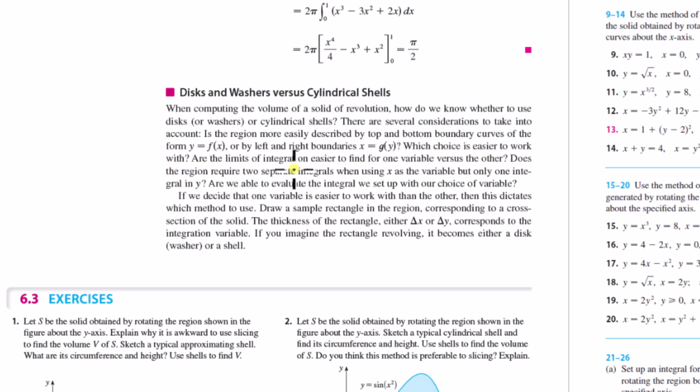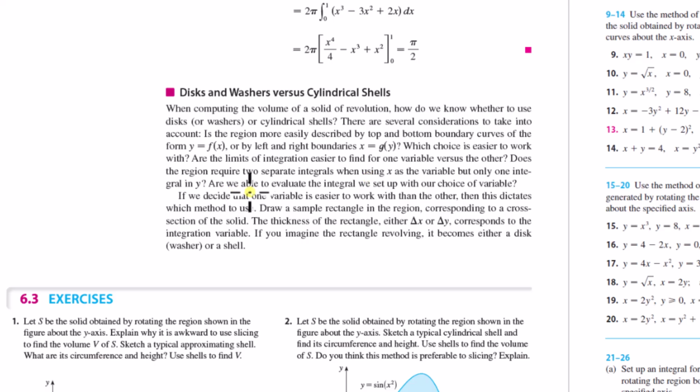Are the limits of integration easier to find for one variable versus the other? Is it the case where it's hard to get the limits of integration based on y is equal to f of x or x is equal to g of y? Or maybe depending on whether you're using y is equal to f of x or x is equal to g of y, you have to use multiple integrals. You have to separate it into different integrals, whereas if you used a certain independent variable, you have one nice clean integral.